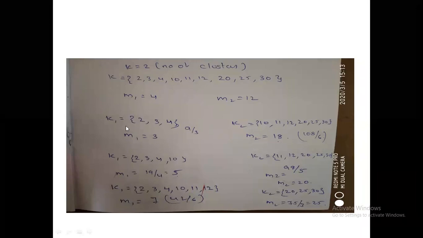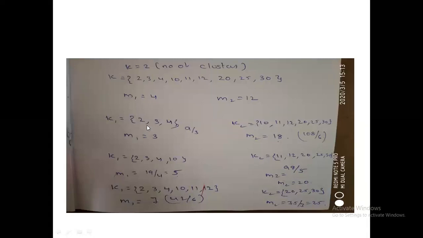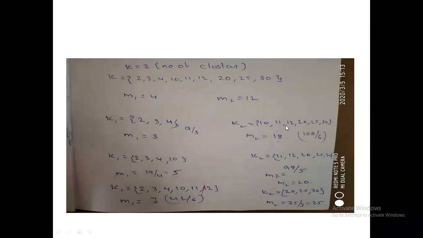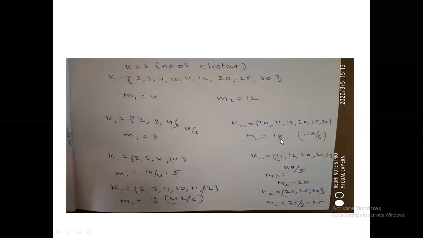The next step is to take the mean for cluster 1 and the mean for cluster 2. How do we take the mean? That is the sum divided by the number of values. 2 plus 3 plus 4 is 9, divided by 3, which is 3. Next, K2: 10, 11, 12, 20, 25, 30, that is 108 divided by 6, which is 18.